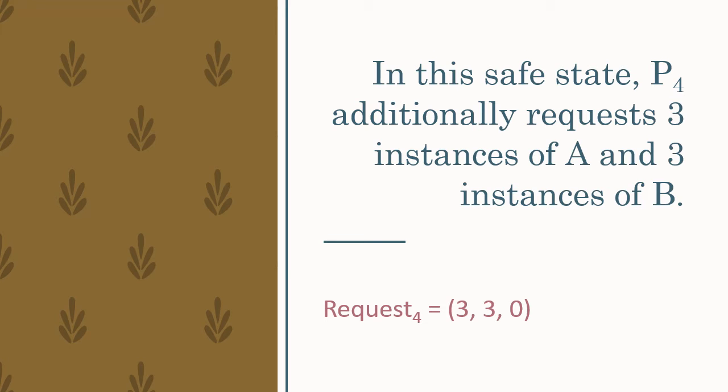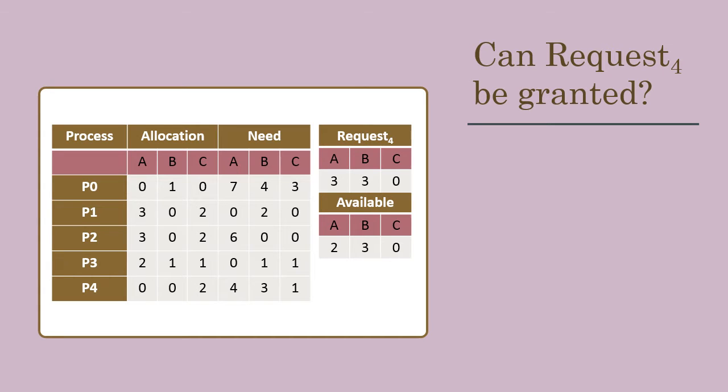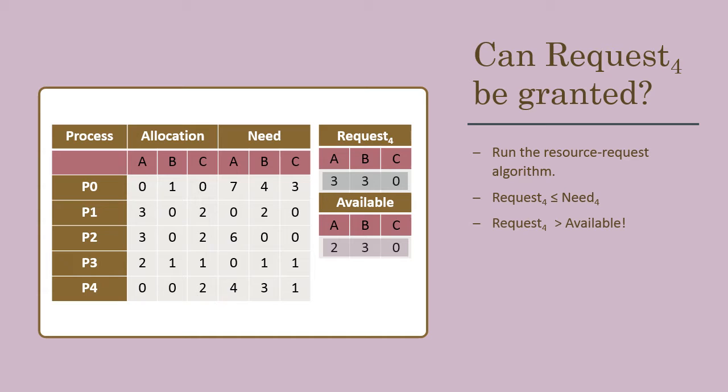In this safe state, P4 additionally requests 3 instances of A and 3 instances of B. That is, request 4 is 330. The question is, can request 4 be granted? Run the resource request algorithm. Request 4 is 330. Need 4 is 431. So request 4 is less than or equal to need 4. The first condition is fulfilled.